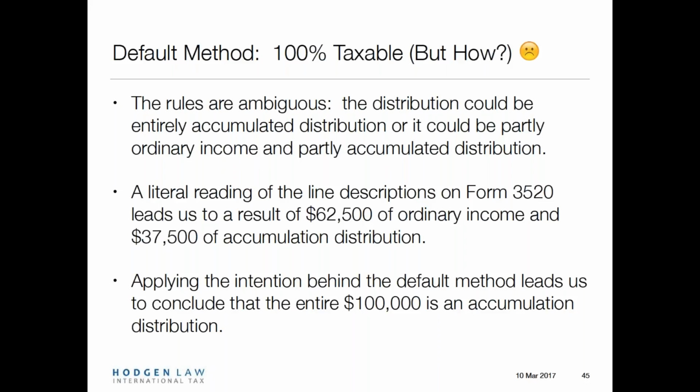So this is, if you read Form 3520 the same way as you read the Old Testament, that the world was built in 6 days and is 6,000 years old, this is what you get. The second thing is to look at the intention behind the default method. And if I look at the intention behind the default method and say, well, the IRS really didn't design this form pretty well and they left out a word to really confirm what they meant, then the entire $100,000 would be an accumulation distribution.